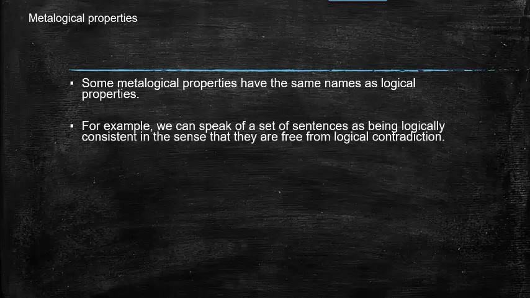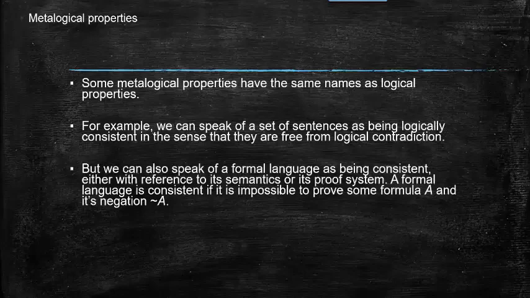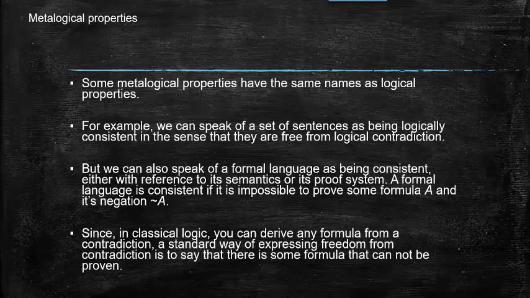For example, we can speak of a set of sentences as being logically consistent in the sense that they are free from logical contradiction. But we can also speak of a formal language as being consistent, either with reference to its semantics or its proof system. A formal language is consistent if it is impossible to prove some formula A and its negation, not A. Since in classical logic you can derive any formula from a contradiction, a standard way of expressing freedom from contradiction is to say that there is some formula that cannot be proven.